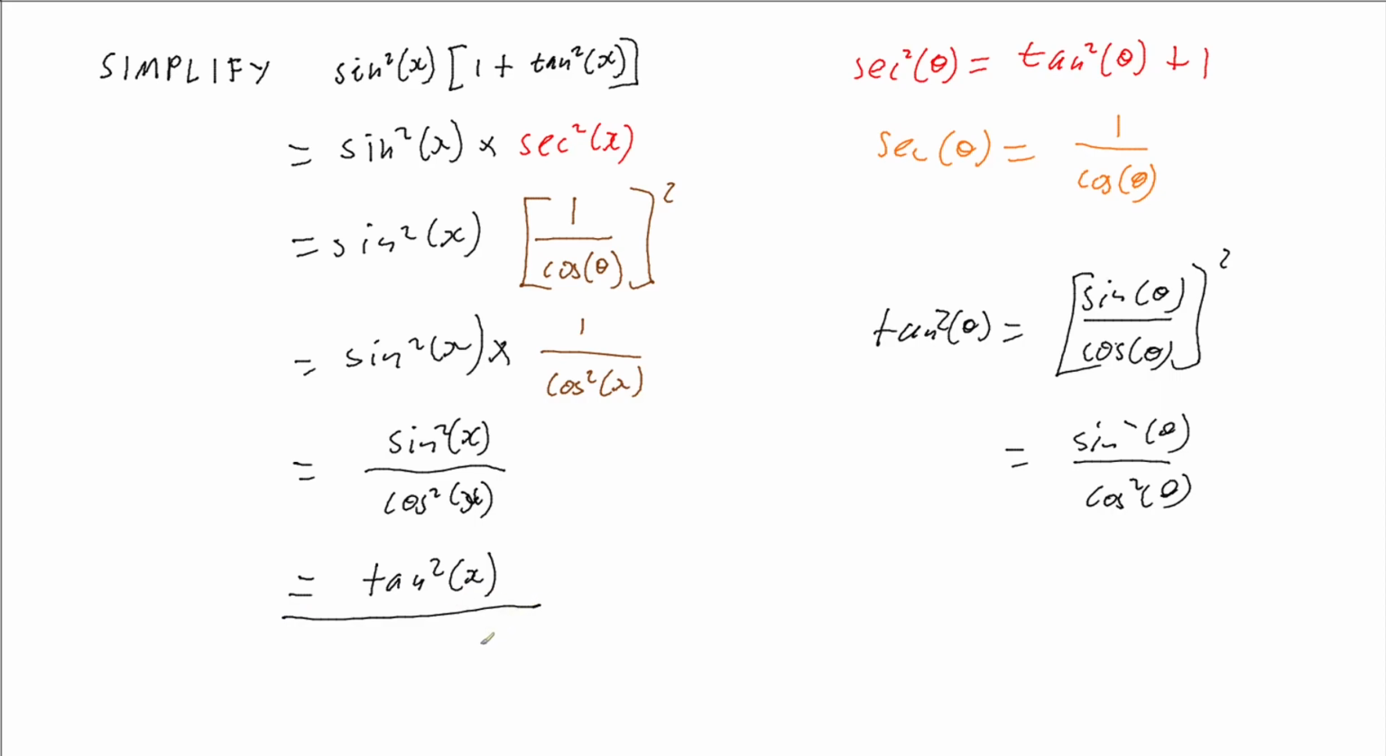So that is about as simple as I can get this. I can't really go any simpler. So sine squared of x times 1 plus tan squared of x becomes just tan squared of x.